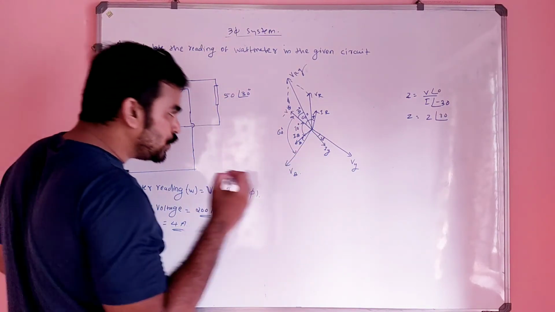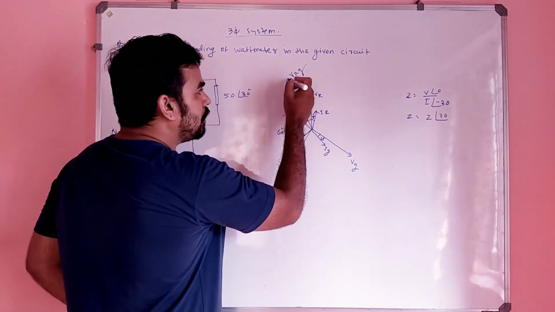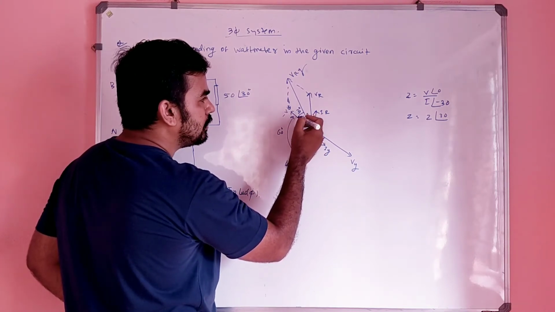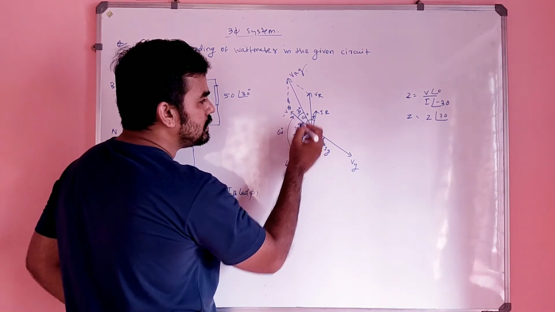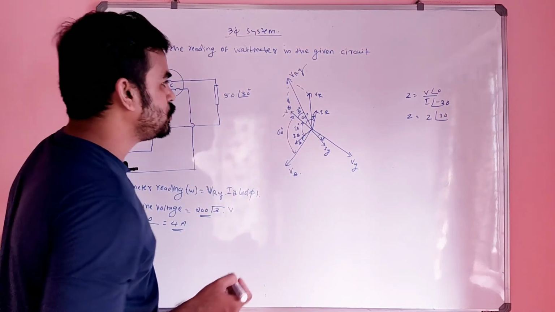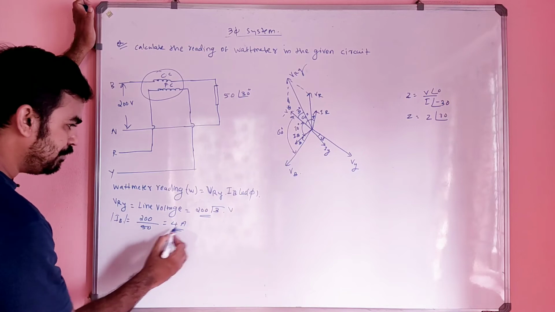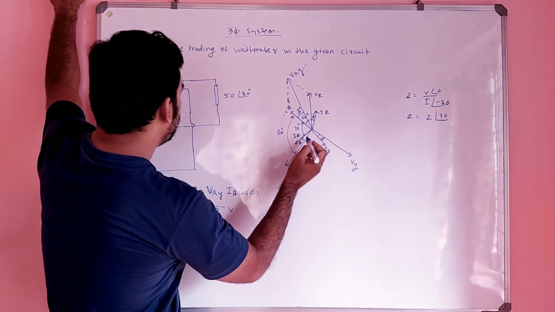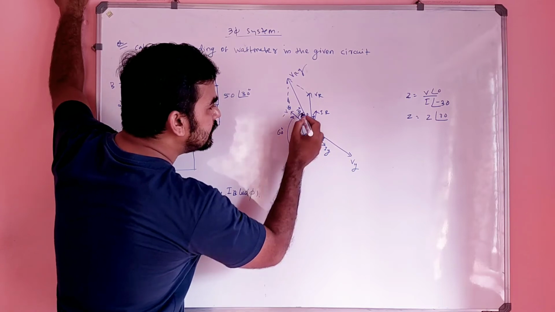This also 30. So what is the angle between VRY and IB? VRY, no, this is the VRY. So from VRY to this much it is what? 30, and from this to this much it is what? 60. Correct? This to this it is 60. So the angle between VRY and IB, this is IB. So this will be 30 plus 30.